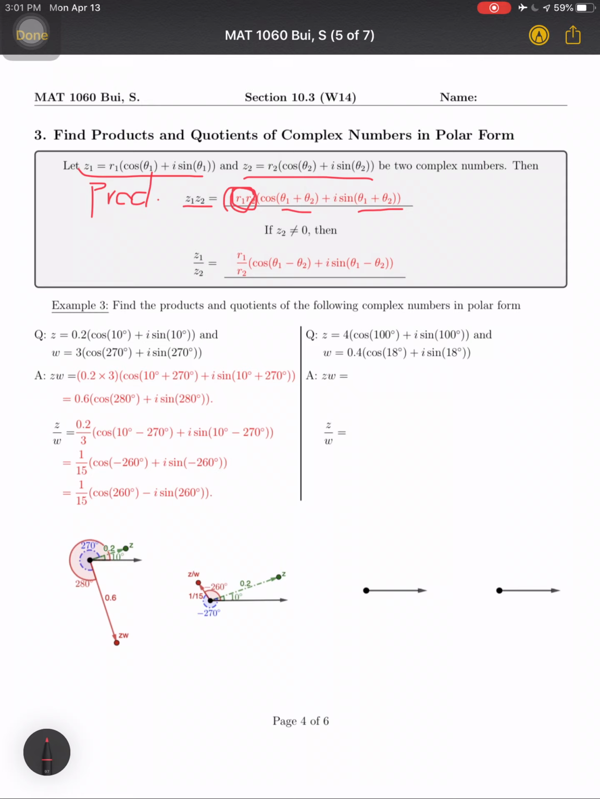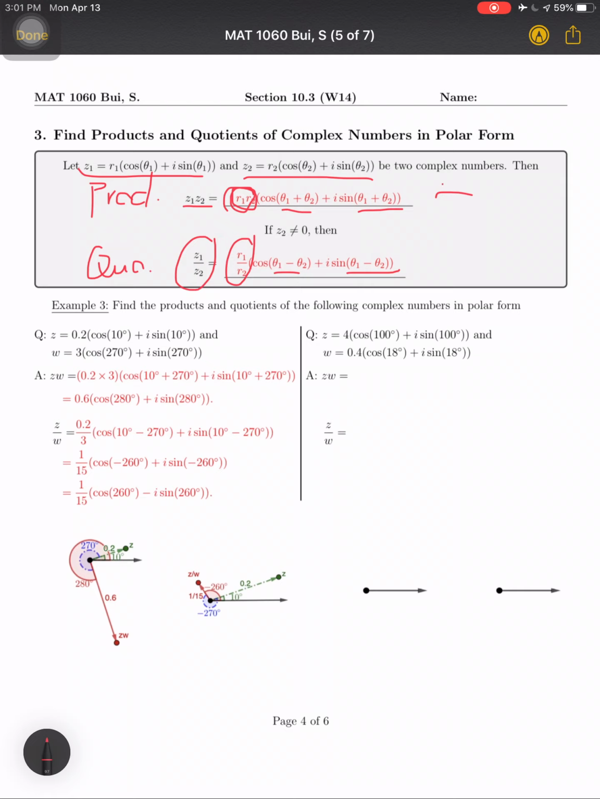I don't want you guys to fall for the same mistake again. And then another topic that we are interested in is to find a quotient. So let me just put quo in here for quotient. Quotient means a fraction, or division. For example, if I'm interested in finding Z1 divided by Z2, for the radii, again, I'm going to do division. But for the angle in here, I'm going to do subtraction. So make sure you do division and subtraction in here. Don't do division twice.